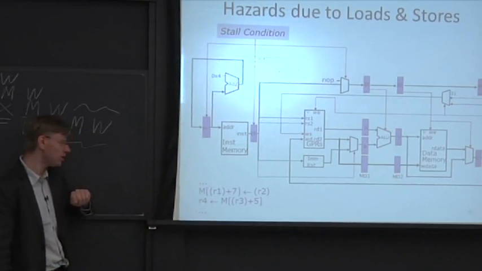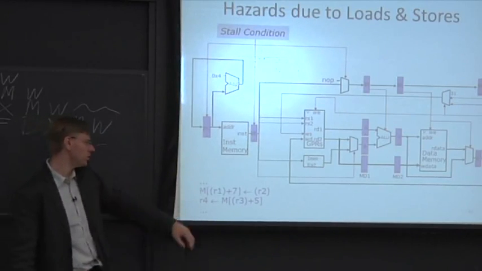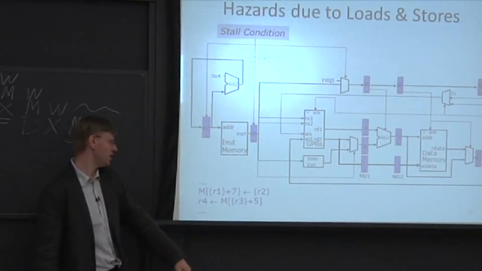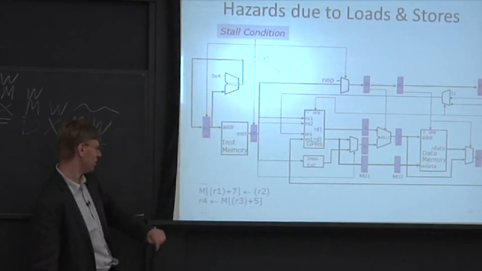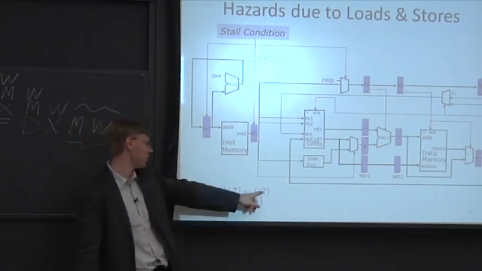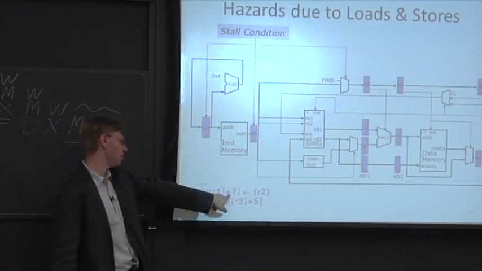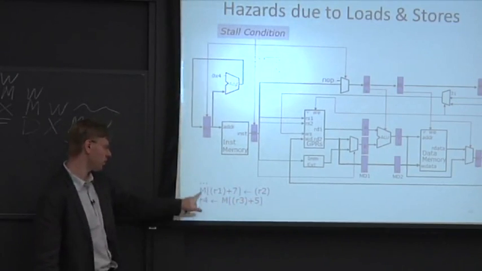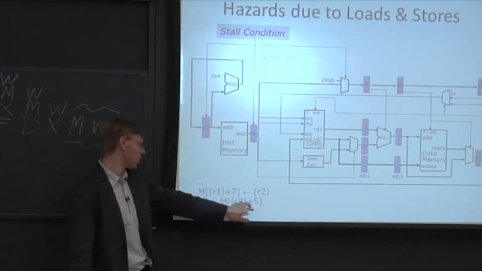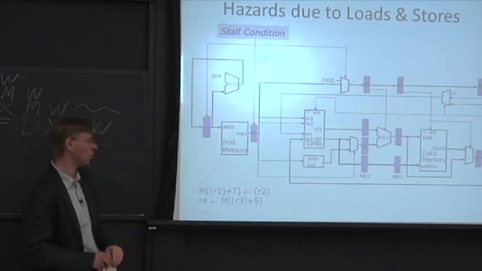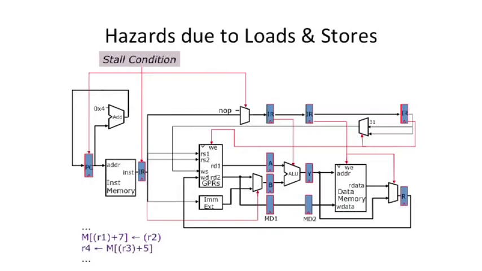We have a little snippet of code here. We have a load, which is going to take, or excuse me, a store here, which is going to take register 2 and write it to some place in memory. And then we have a load here, which is going to read out of some place in memory and put it into register 4. OK. So the question comes up, is there any possible data hazard here?